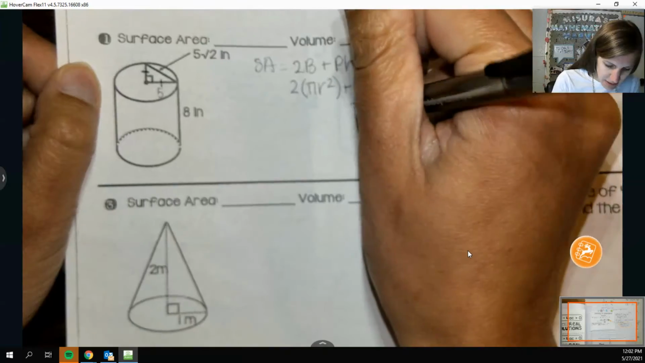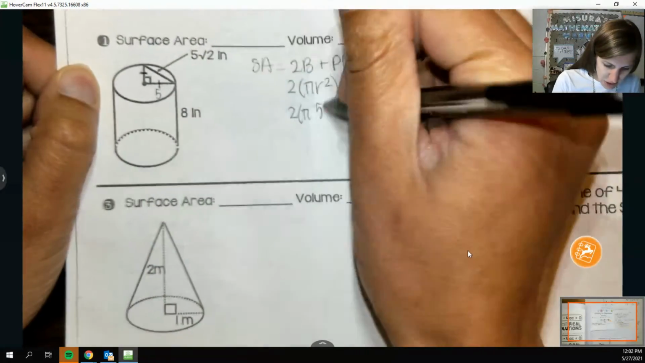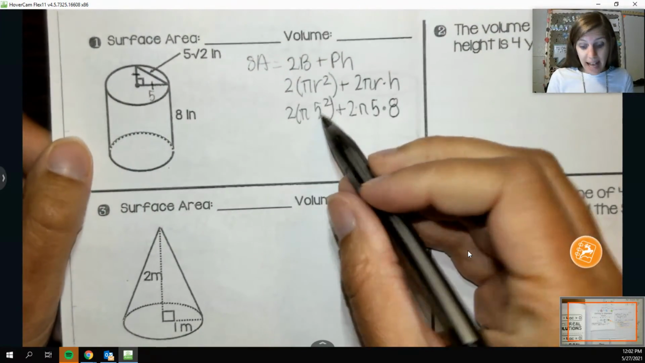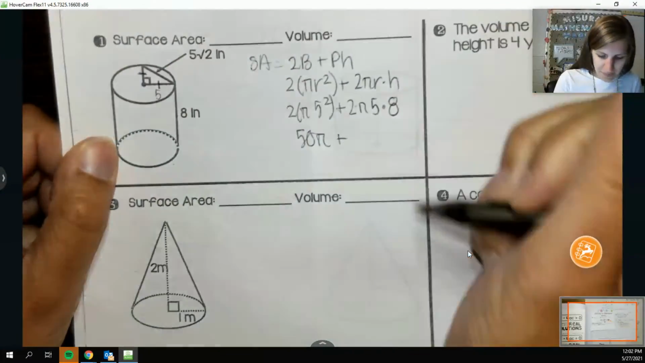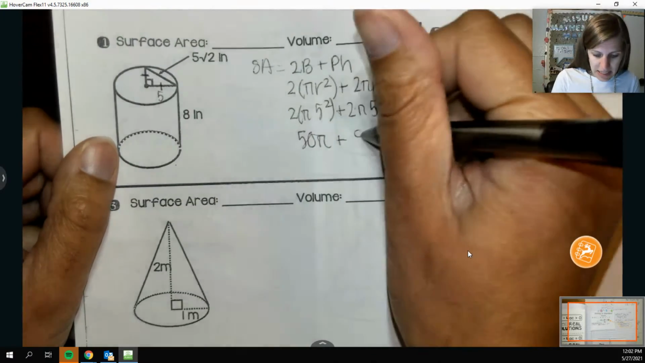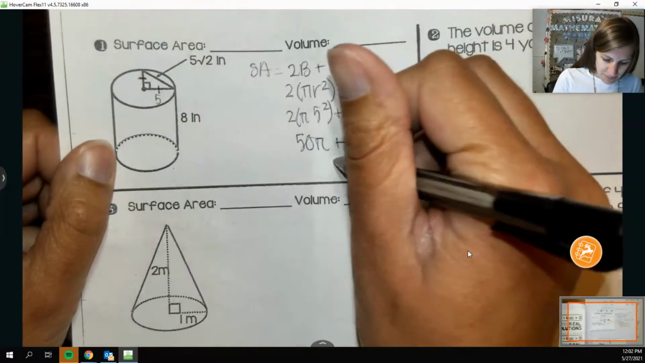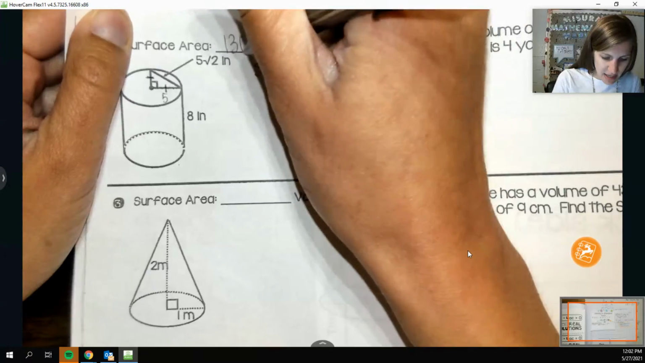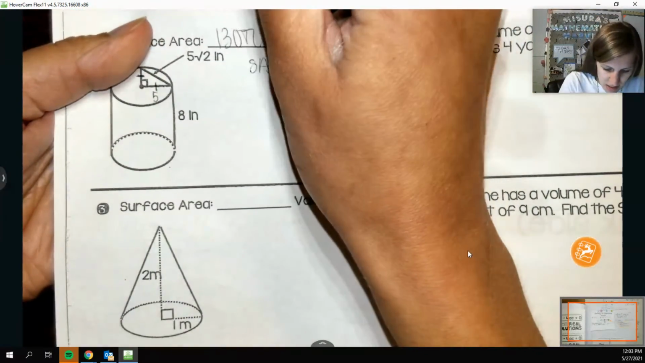And so then we can fill everything else in, and then just follow good order of operations. So we want to square it for 25, and then double it for 50 pi. And then over here, when I multiply, I get 40, doubled is 80 pi, and then the sum is 130 pi. I'm going to leave it in terms of pi. Oh my word, inches squared.